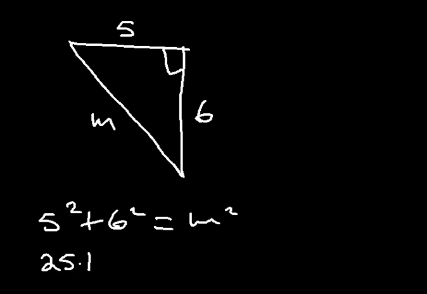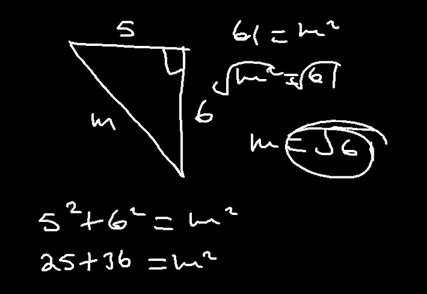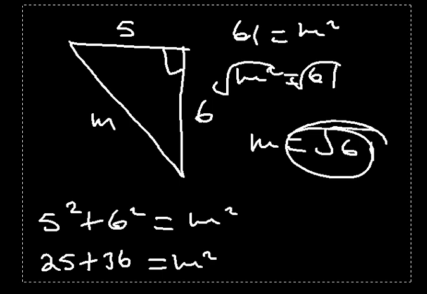This is 25 plus 36, and is equal to m square. And this is the same as 61 is equal to m square. Now that is the same as m square is equal to 61. We'll have to introduce square root on both sides. We'll have m is equal to the square root of 61. With your calculator, can you have the solution to 2 decimal places? So have that on.